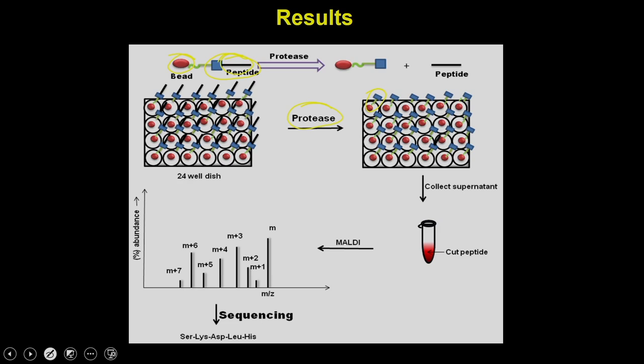You can collect all these bead-bound peptides, cut the peptides, and then do the MALDI. The MALDI is going to give you the masses of different peptides from individual reactions, and if you can interpret these masses, you will be able to know the sequences present in each well, because you know which peptide was present. So what is remaining, you can deduce from the masses, and then you can reconstruct, and that is going to give you the protease cutting sites.